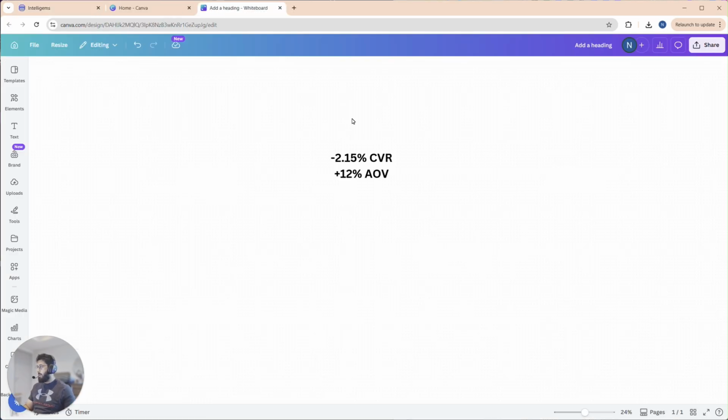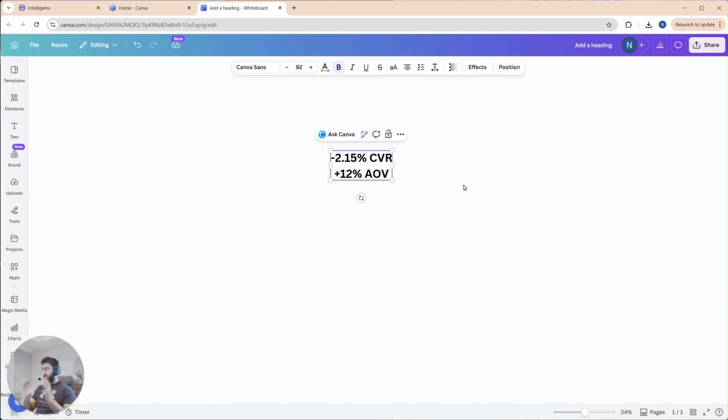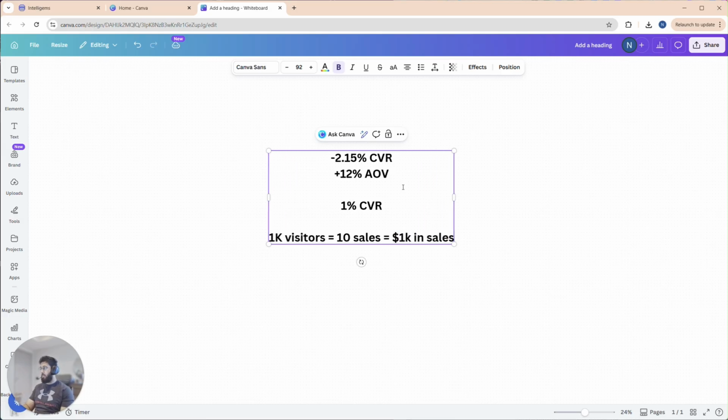So if we go over here, and we say negative 2.15 CVR plus 12% AOV, let's run a quick example. Let's say that right now you run a Shopify store with conversion rates of 1%. So you have 1% CVR. Let's say you get 1K visitors. That means that at a 1% conversion rate, you'll make 10 sales. And let's say per sale, your AOV is $100. So that means that you will make $1,000 in sales.